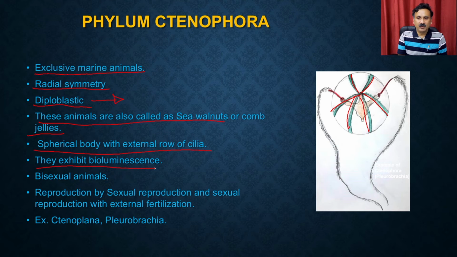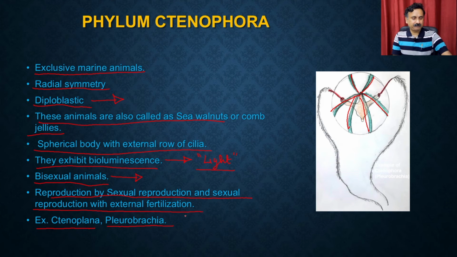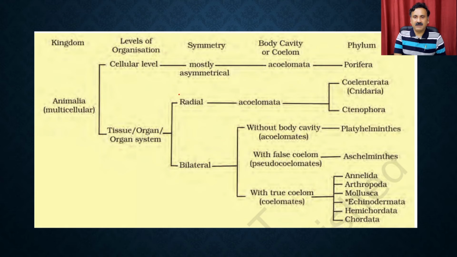They exhibit bioluminescence. Bioluminescence is a phenomenon where the organism produces light by light pigments, and that process is called bioluminescence. These are bisexual animals, which means they have separate male and female, and they reproduce by sexual reproduction with external fertilization, which means they produce the gametes outside into the water, and then they are fertilized. Examples are Ctenoplana and Cleobrachia. So we have discussed this.